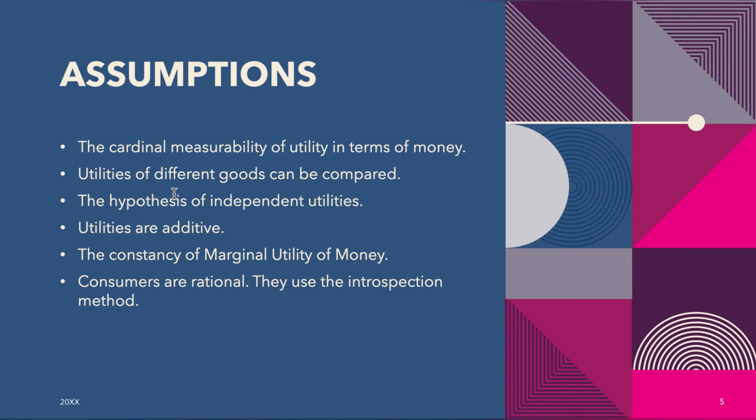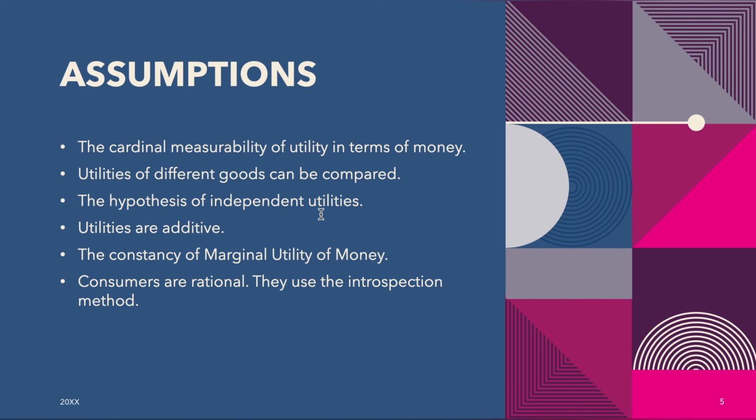So the utility of different goods can be compared, meaning that if we have a combo of goods, then we are able to compare the utilities derived from each and every good. The hypothesis of independent utilities. Now again, the utilities derived from each and every good is independent of the utility of each other.